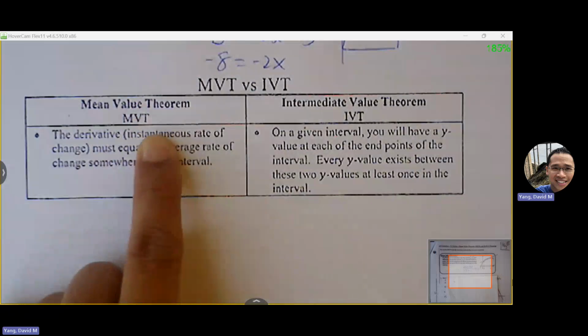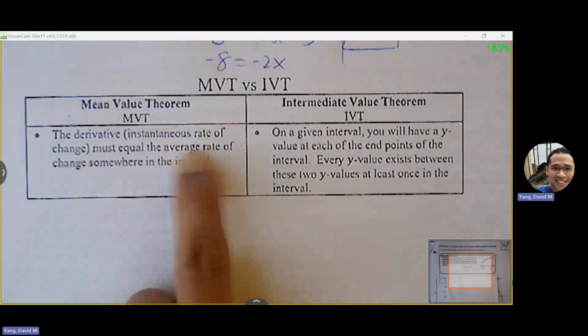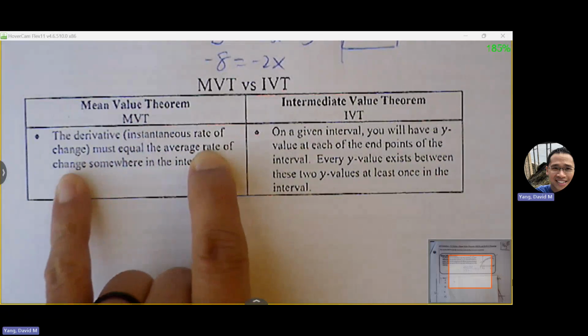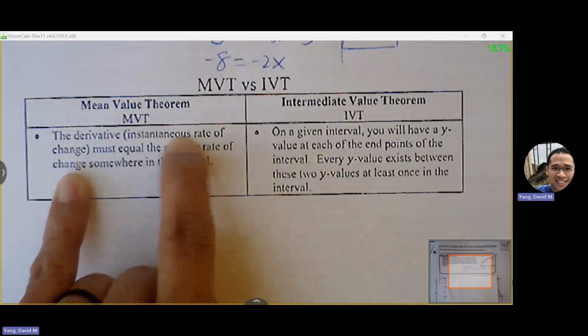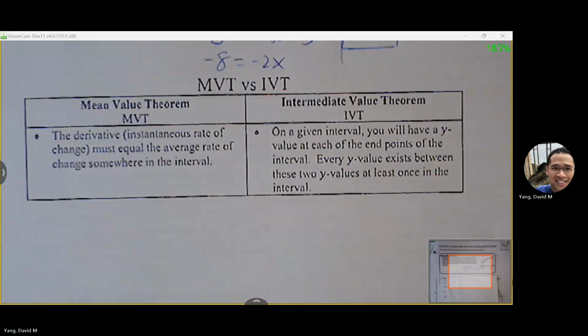With mean value theorem, it's more of, let's find the slope between the two endpoints. And then whatever slope I can find between the two endpoints, I know that there must be an exact slope of that value somewhere along the path of the graph. Okay, next page.